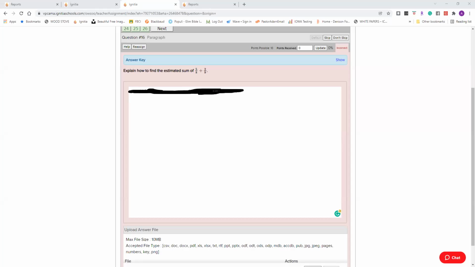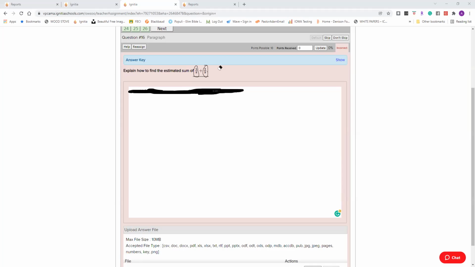So let's take a look at this example. The instructions are telling us to explain how to find the estimated sum of 5/8 and 2/9. So we need to find the estimated sum of these two numbers. So we have to figure out a way to estimate, right? What would 5/8 estimate to? What would 2/9 estimate to?